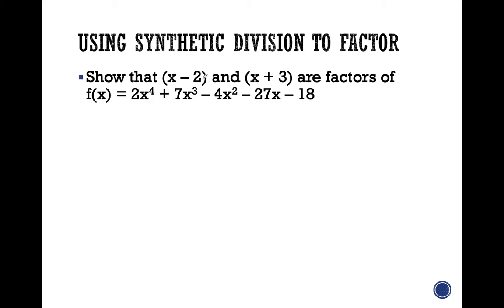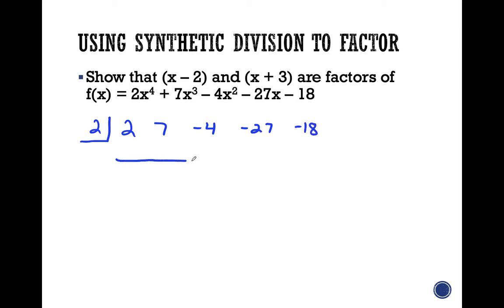So x minus 2, so my k value is a positive 2. Right now I'm just going to go ahead and list out my coefficients, right? Check and make sure I don't have any zeros I need to fill in, right? I've got the fourth, the third, the second, the first, 0. All right, so my coefficients are 2, 7, -4, -27, and -18, okay?